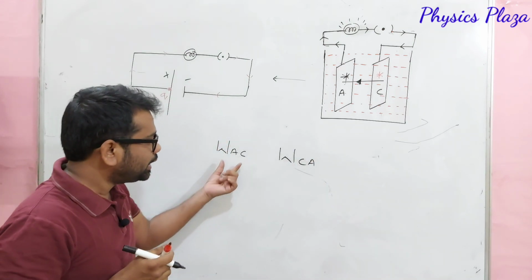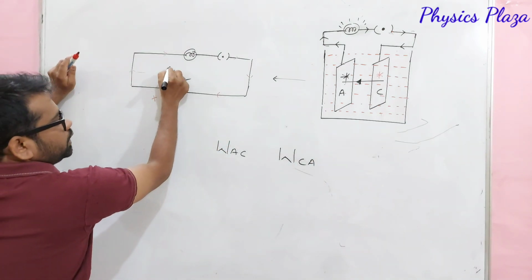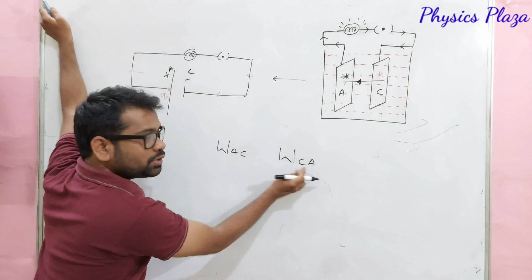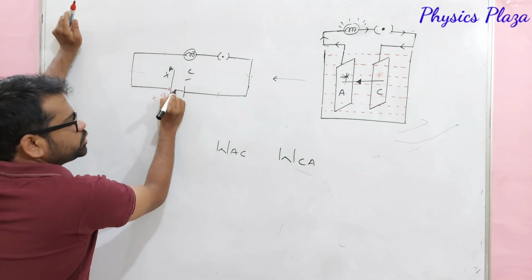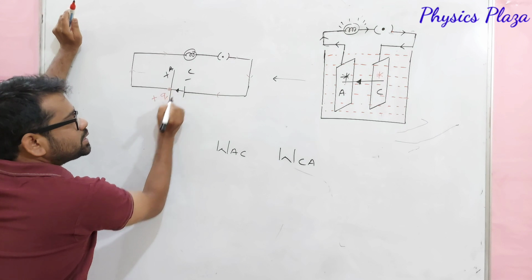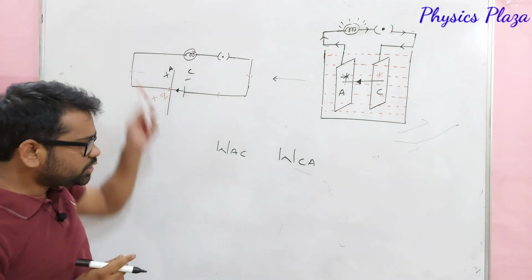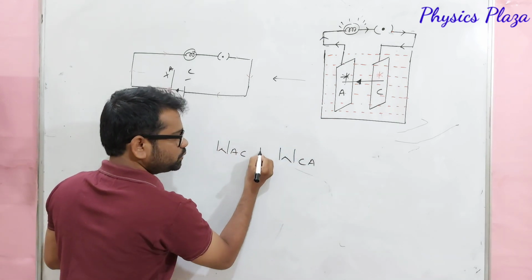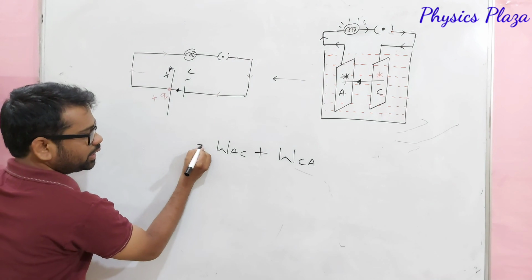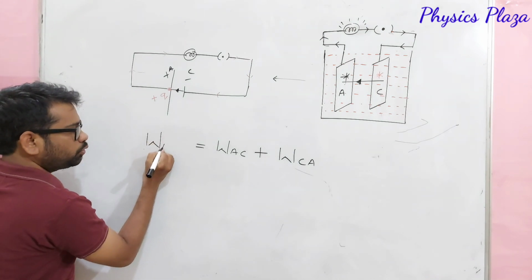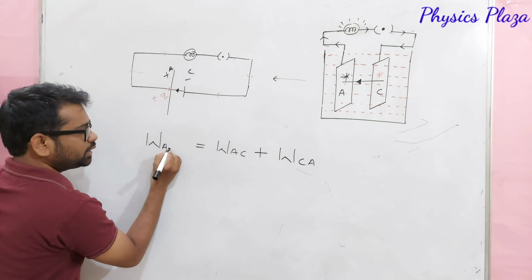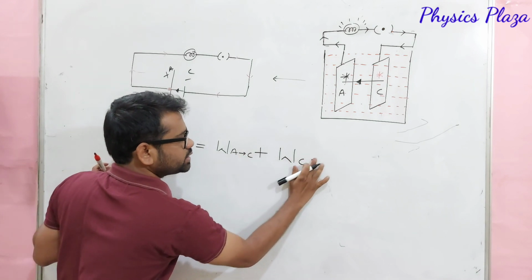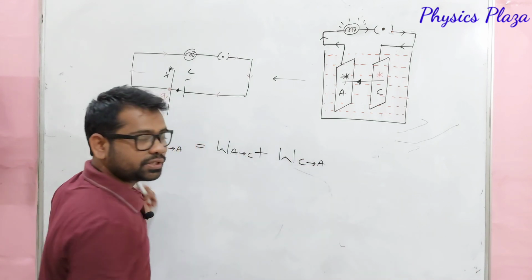Children, try to understand. WAC is the amount of work done to move from A to C, that is in the external circuit. Whereas WCA is the amount of work done to move the charge within the cell, that is from C to A. But dear children, how can we calculate the total work done? Of course, by adding these two. Then we will get the total work done to move the charge in the entire circuit, A to C and C to A.